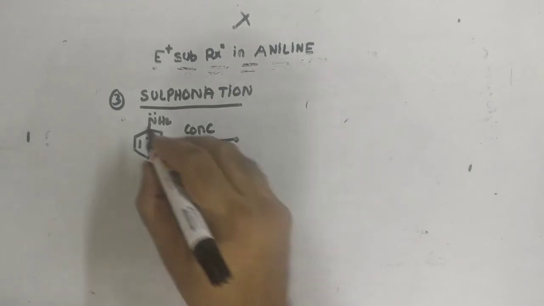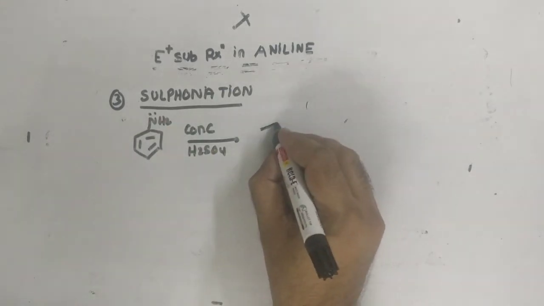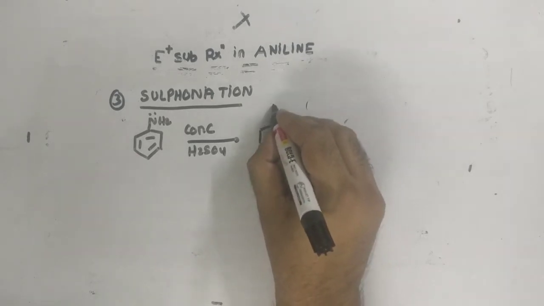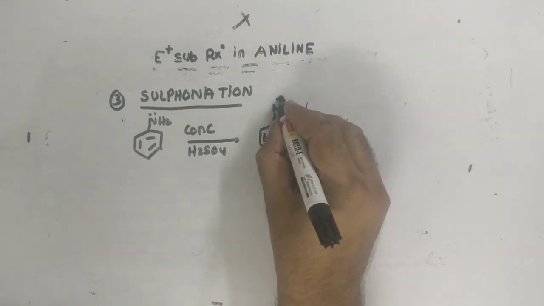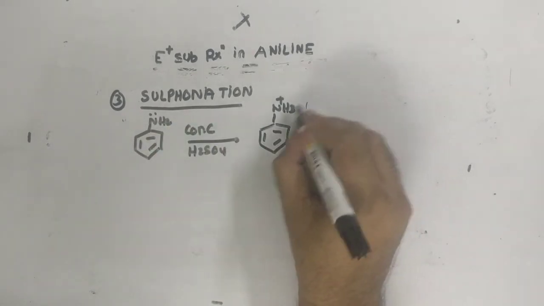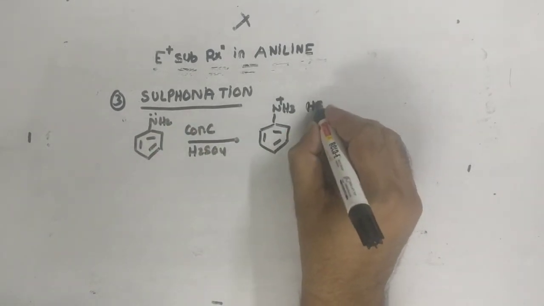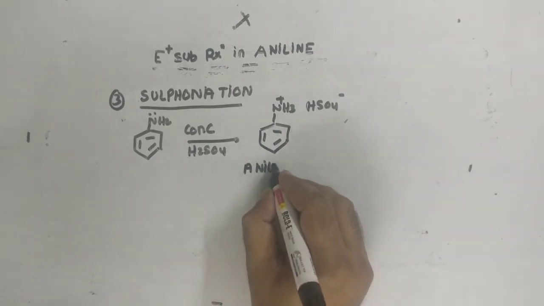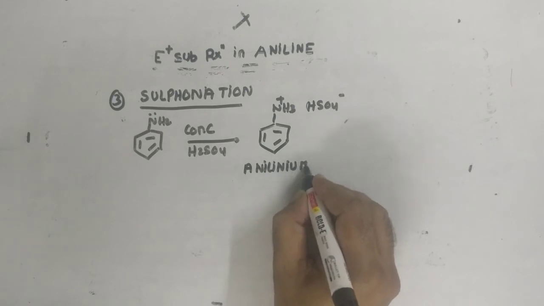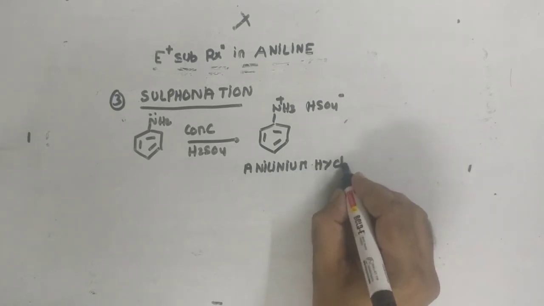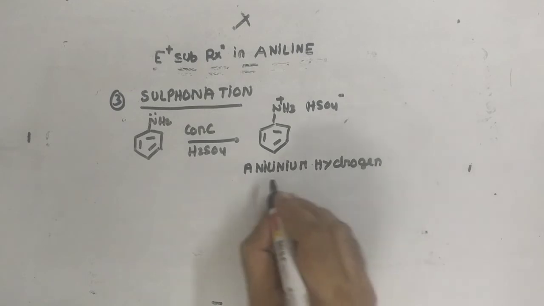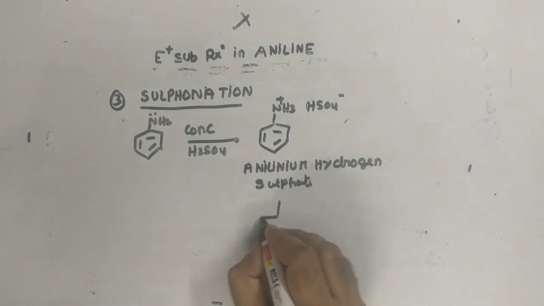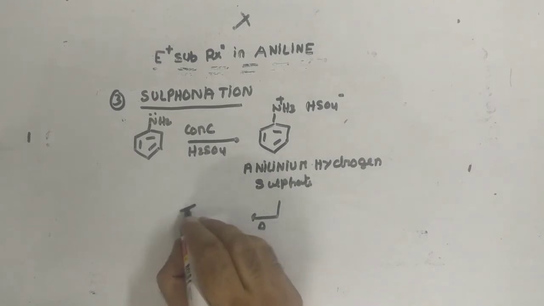First of all, what is going to happen, you will get the formation of salt. This will give H plus, and the H plus will attach over here. You get the salt of aniline. Acid plus base gives you salt. You get NH3 plus, and after giving H plus, this will become HSO4 minus. This is a salt. This is called anilinium hydrogen sulfate.